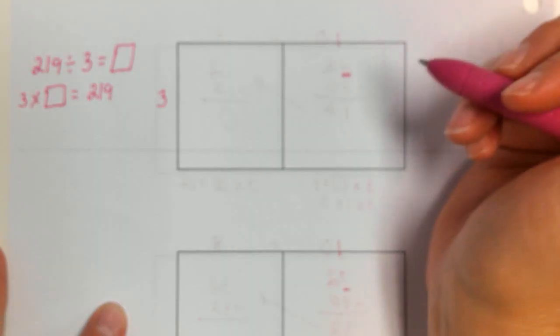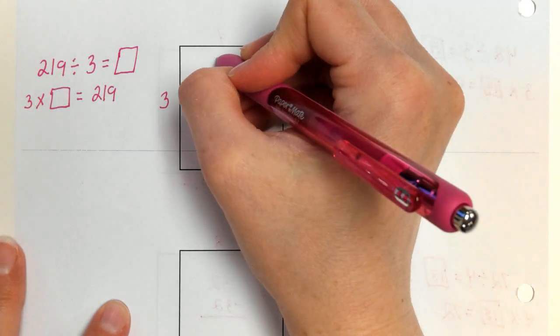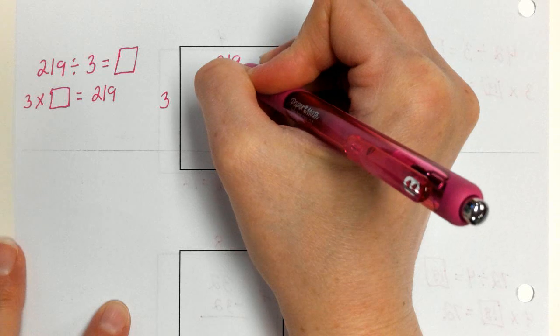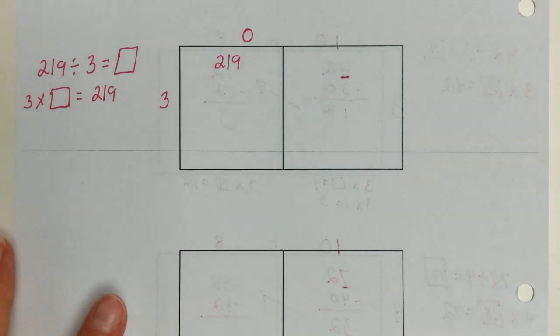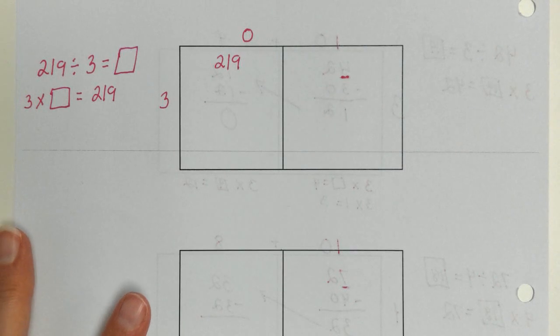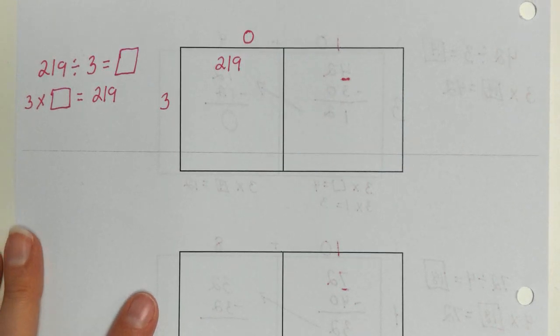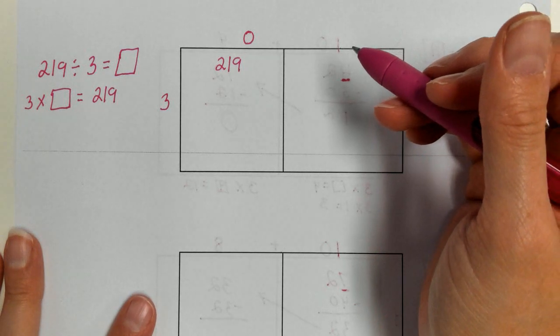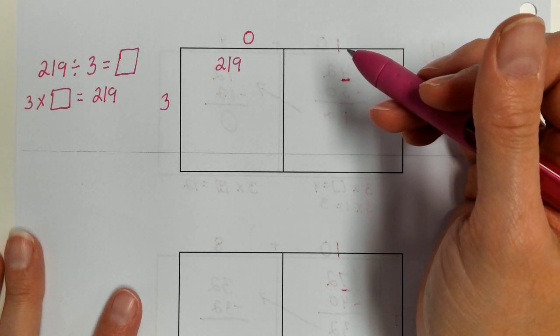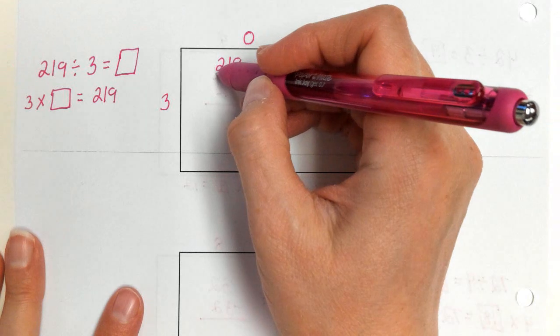All right, Chloe, help me set this up. And then you put your 219 in the box. And then you put your 0 at the top. And then 3. What number am I going to start looking at? The 10s. I'm going to look at the tens. There's 21 tens, right?